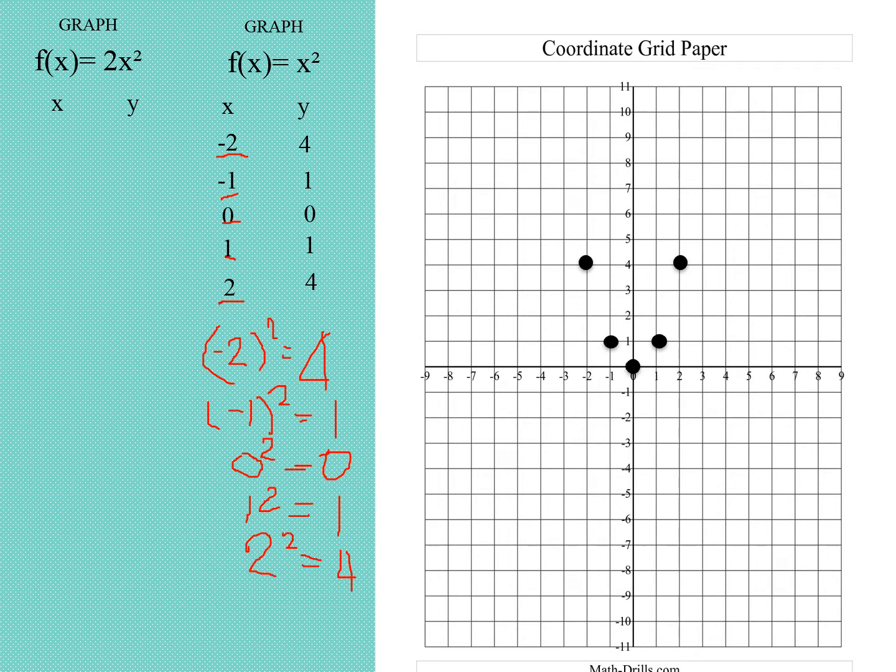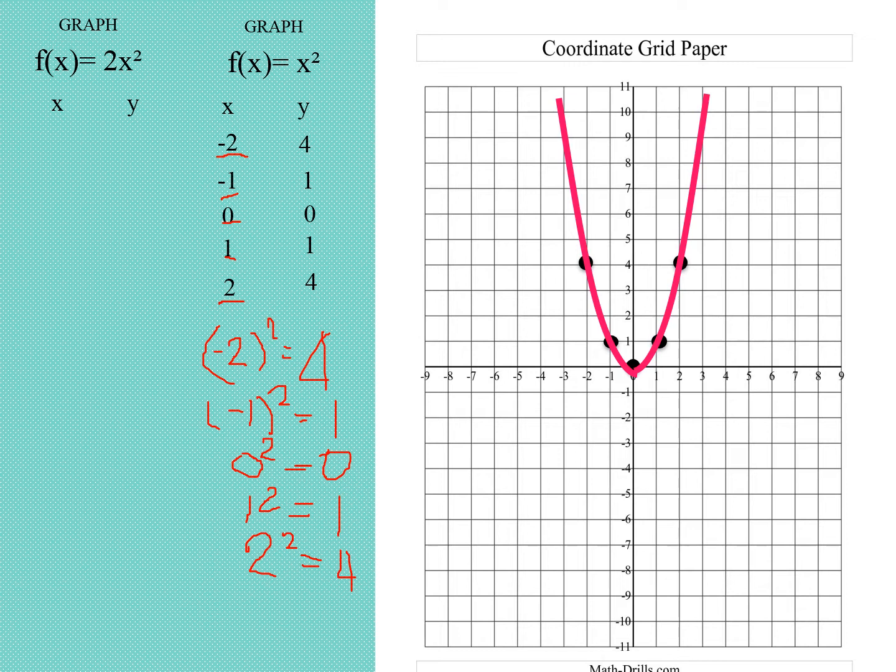Then, after we have gotten our values and placed our dots on our graphing paper, we will draw our parabola. So, our parabola opens upward.